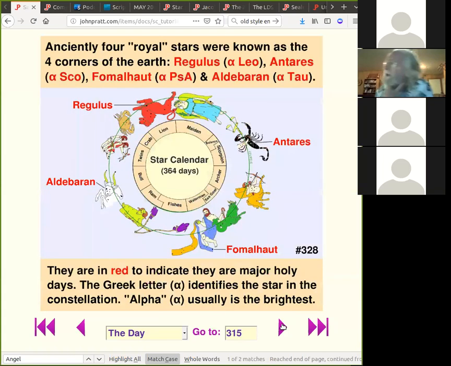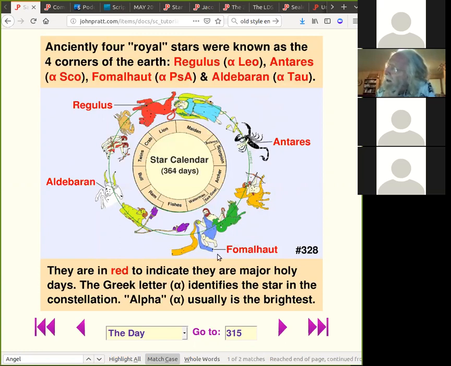Okay, now we go to slide 328. There were 4 royal stars known as the 4 corners of the earth. See, the earth is the ecliptic. And so these stars are Regulus in the heart of the lion, Antares in the heart of the scorpion, Fomalhaut, which means the head. Haut is the head, and the foam is the fish, I think. So it's the head of the fish.